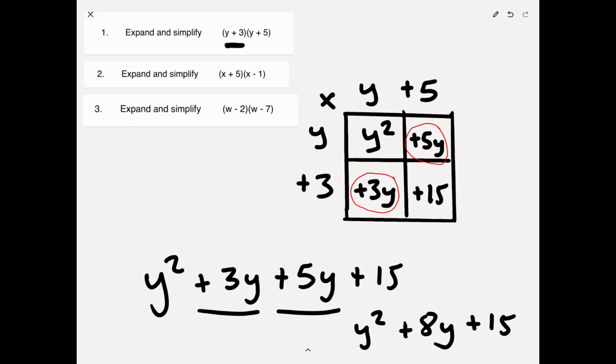For that first then expand and simplify question, the expand part was here, here's where we expanded. And what we've done here then to get the plus 8y, that's how we simplify it.